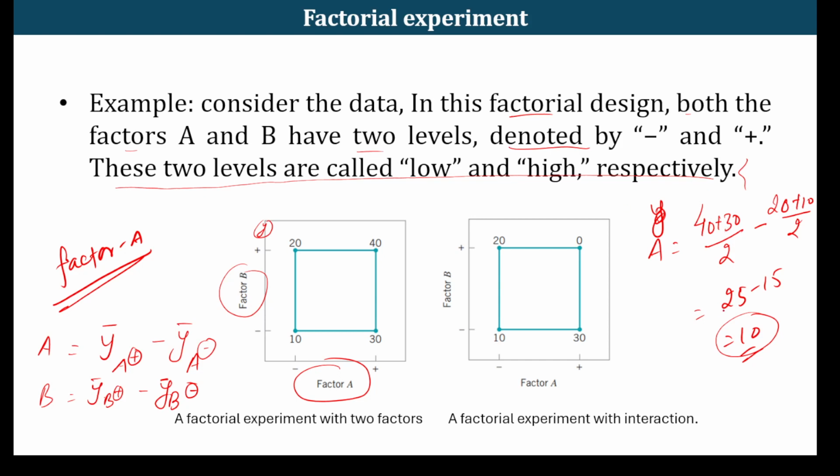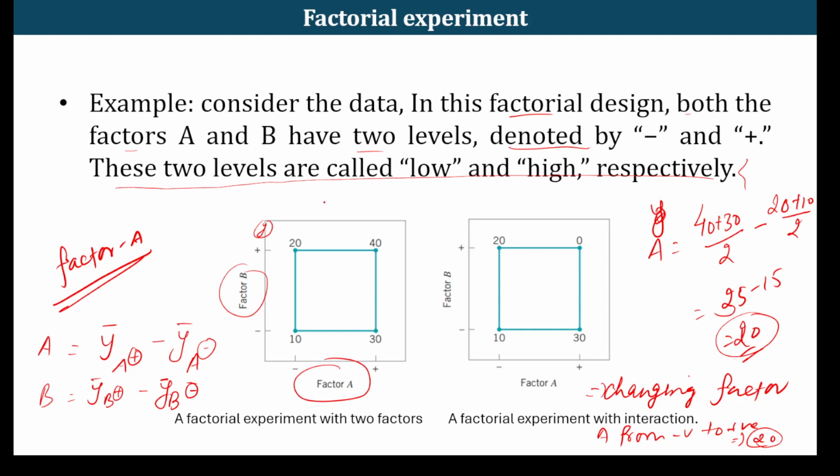$30 plus 40, it's a 35, sorry. 20, it will come. So we can conclude, as a changing factor A goes from low level to high level, from negative to positive, how much change is coming? So 20. So it's a main effect alone. We're not talking about the interaction.